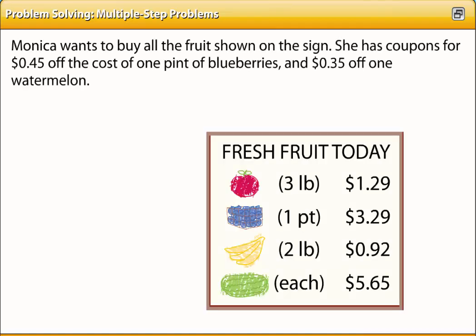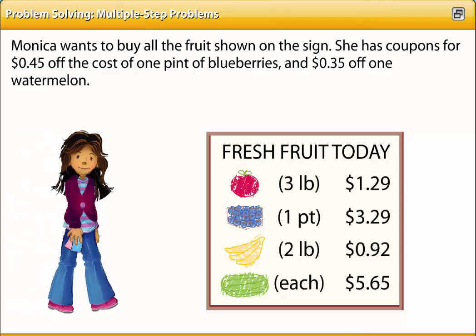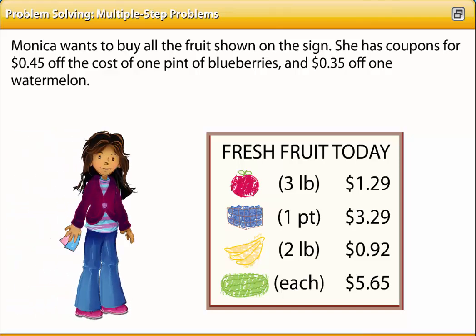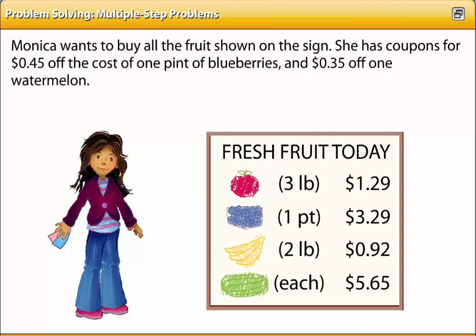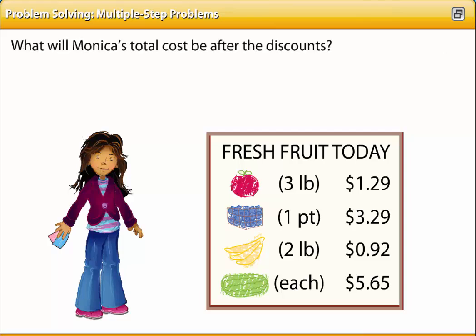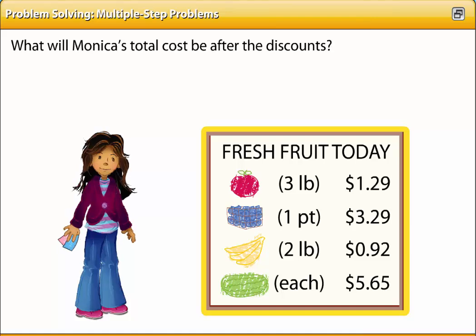Monica wants to buy all the fruit shown on the sign. She has coupons for 45 cents off the cost of 1 pint of blueberries and 35 cents off 1 watermelon. What will Monica's total cost be after the discounts?